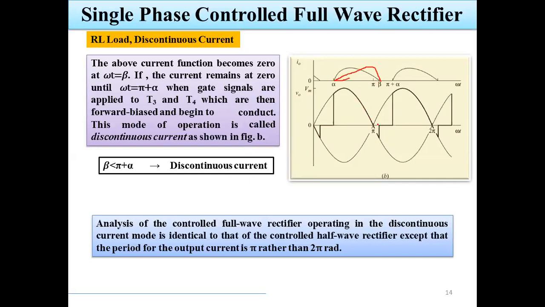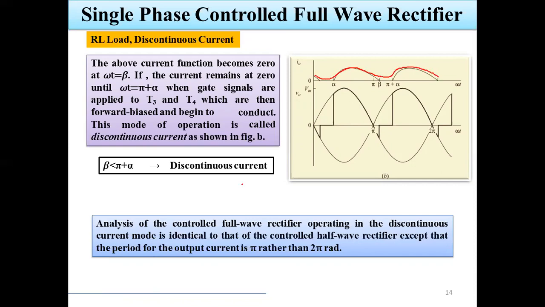Up to this is the beta value, the conduction angle. Then the current comes towards zero again. That's why this is called the discontinuous current mode of operation. The current operation is in a discontinuous manner, not in a continuous manner. If it is in a continuous manner, the current should be like this, not coming towards zero.